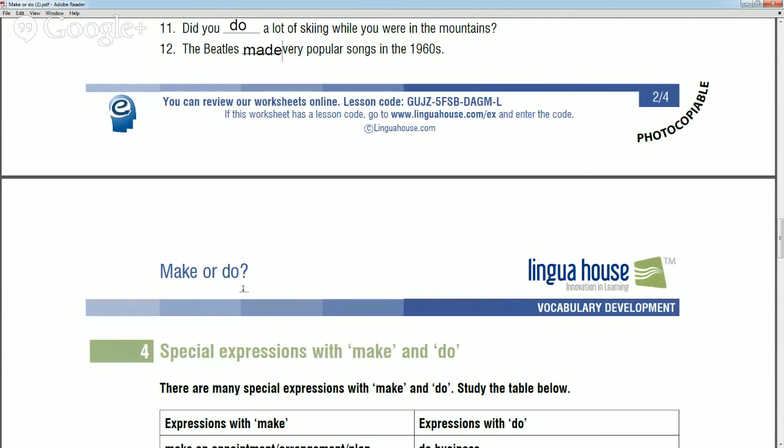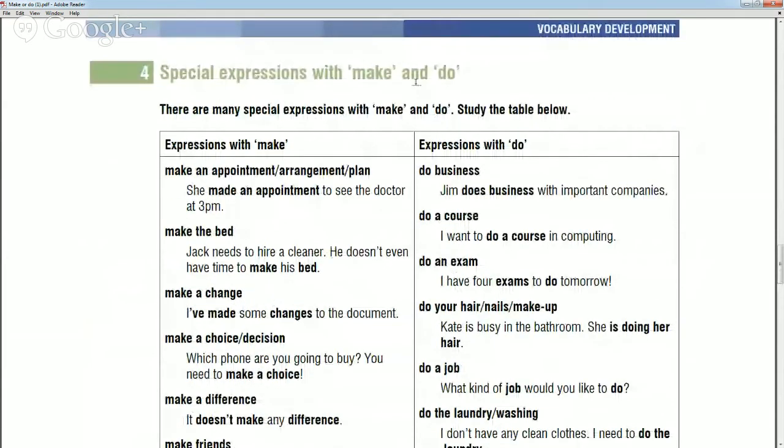Okay, special expressions with make and do. There are many special expressions with make and do. So let's study the table below. Make an appointment, arrangement, plan. Perla, can you read this first sentence? She made an appointment to see the doctor at 3 p.m. Perfect. Make the bed. Can you read that? Jack needs to hire a cleaner. He doesn't even have time to make his bed. That is very important for some people.